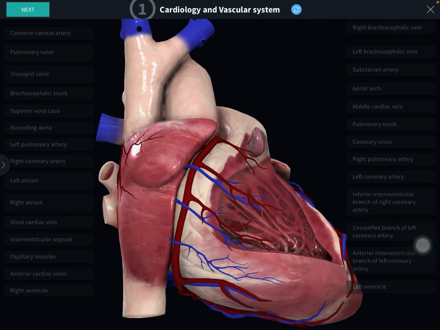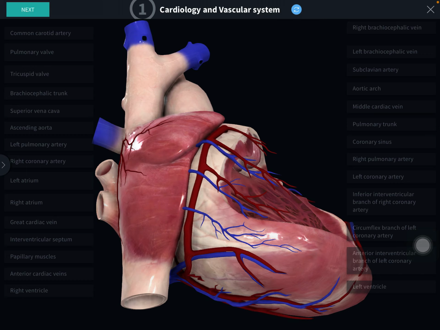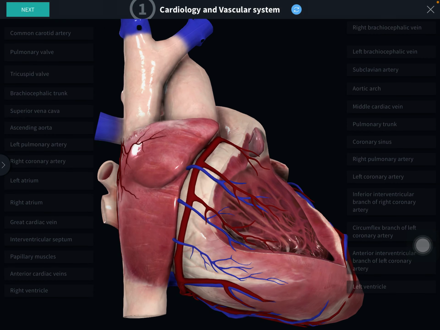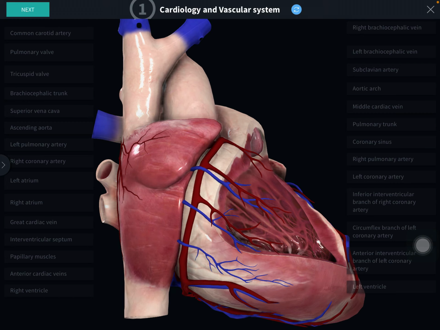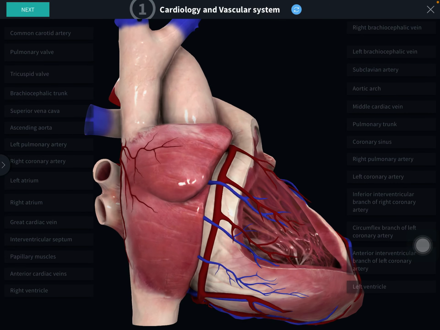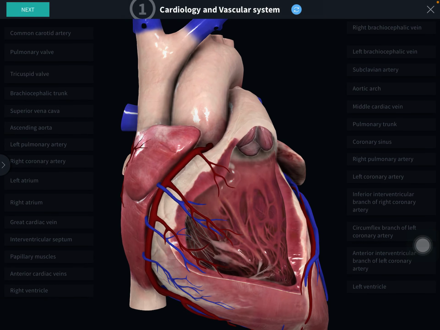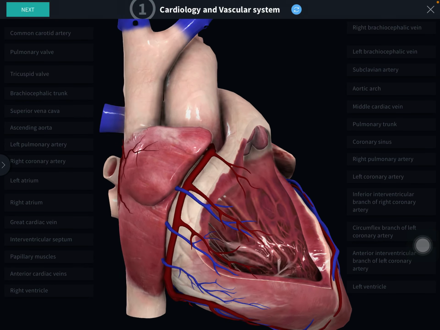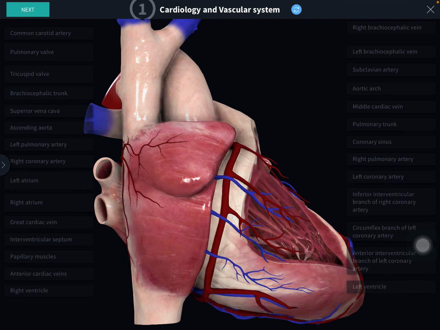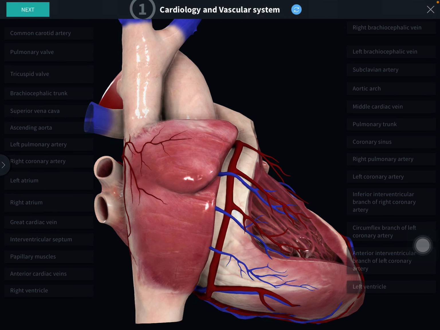Now we will see the inferior border. This is the inferior border of the heart. It is sharp and separates the sternocostal surface from the diaphragmatic surface. It extends from the opening of the inferior vena cava to the apex of the heart. So this is the opening of the inferior vena cava, and this is the apex of the heart. This border is accompanied by the marginal branch of the right coronary artery and the corresponding vein.